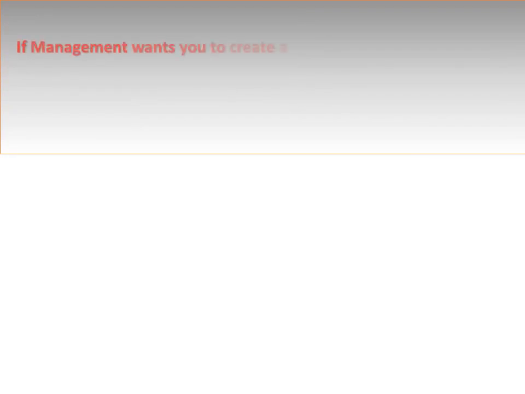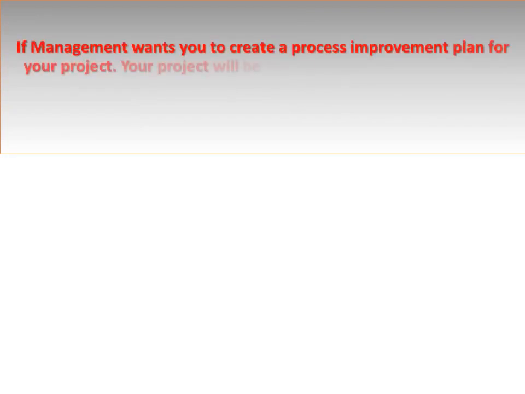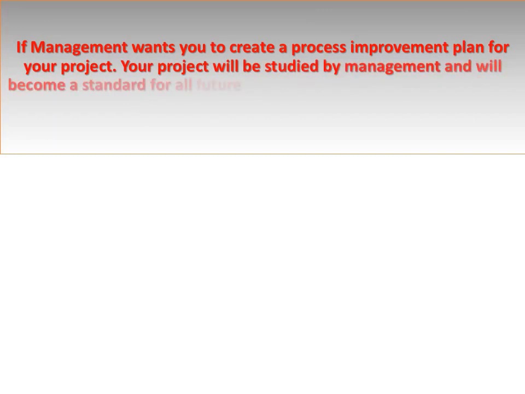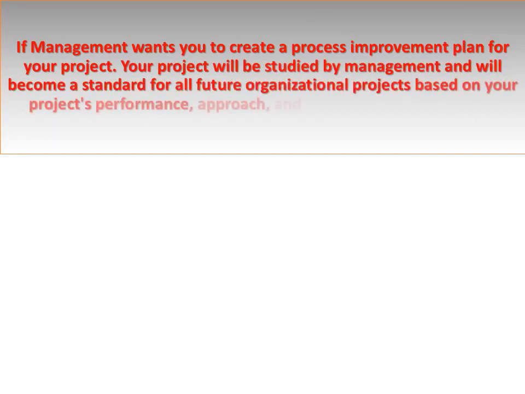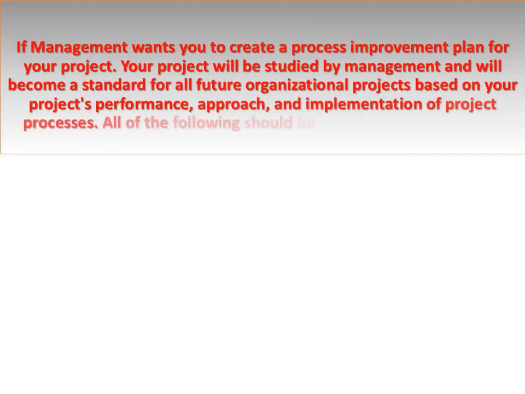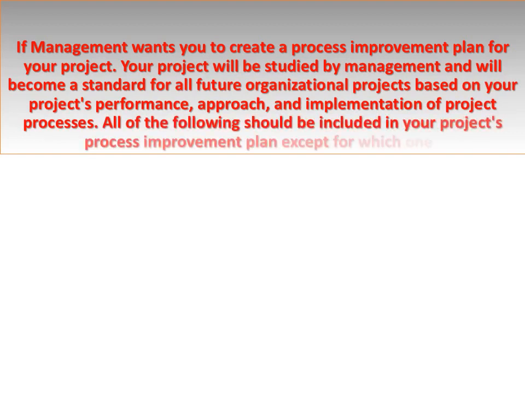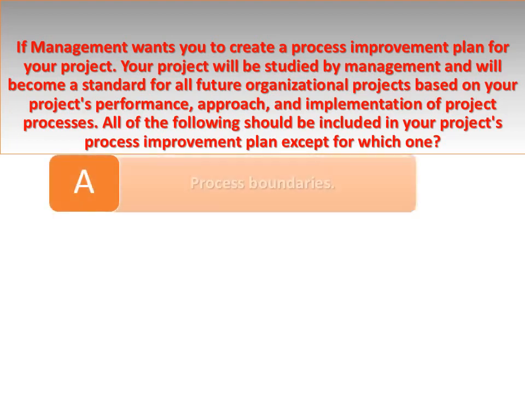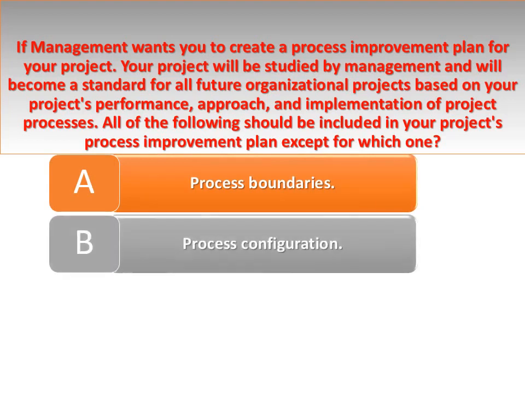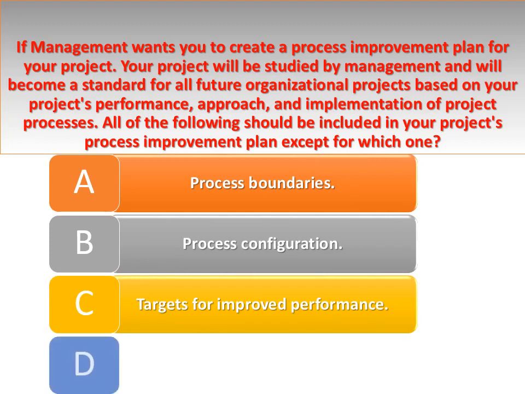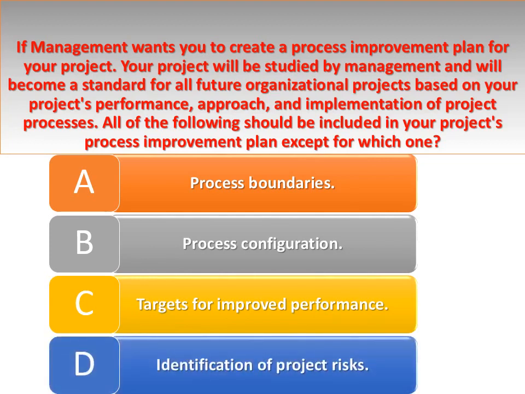Question number 8. If management wants you to create a process improvement plan for your project, your project will be studied by management and will become a standard for all future organizational projects based on your project's performance, approach, and implementation of the project. All of the following should be included in your project's process improvement plan except for which one? A. Process boundaries. B. Process configuration. C. Targets for improved performance. D. Identification of project risks.